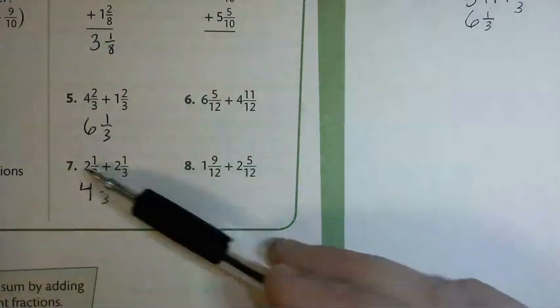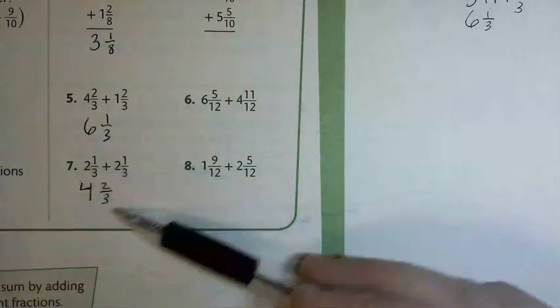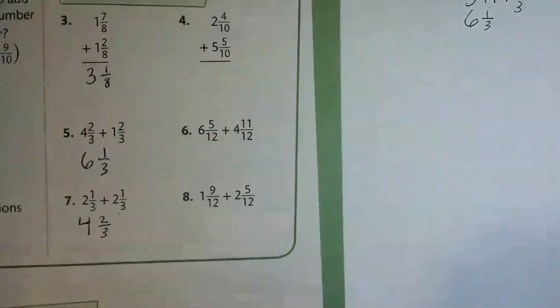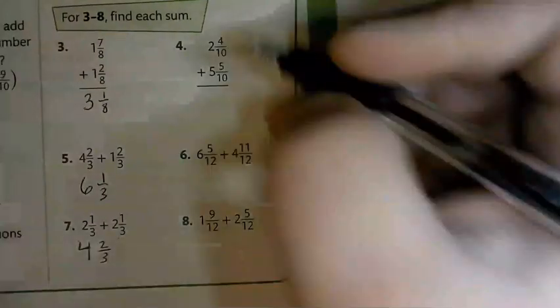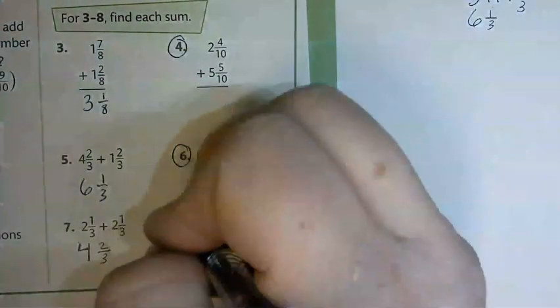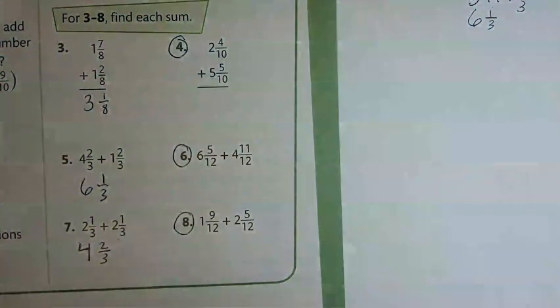All right, I added those two whole numbers, I added my two fractions, and that's what I ended up with. All right. How about up here? I'm going to have you pause the video in just a moment, and I want you to work on number 4, number 6, and number 8. I want you to try those 3 out, and then we'll go over it. So pause the video right now, do those 3, and then come back to check your work.